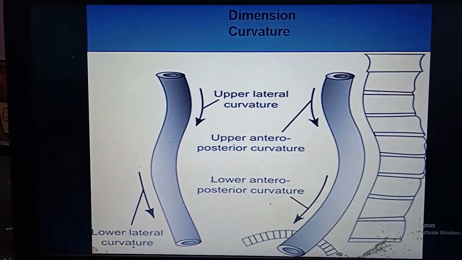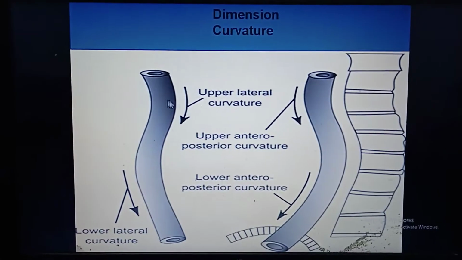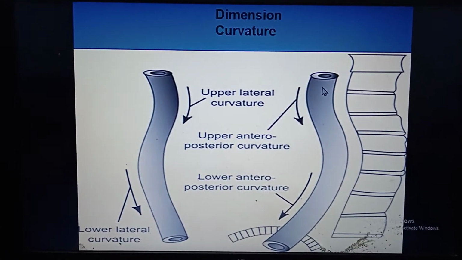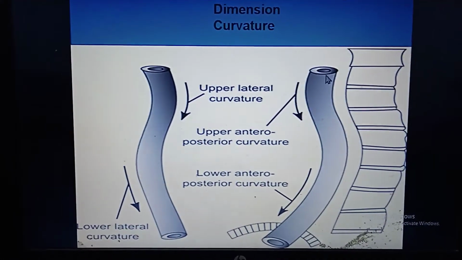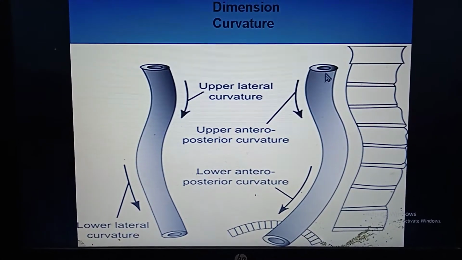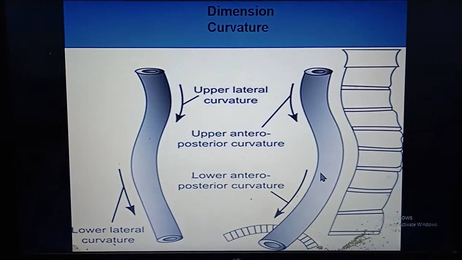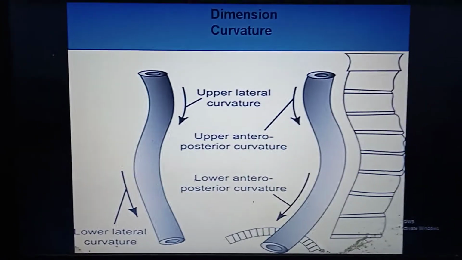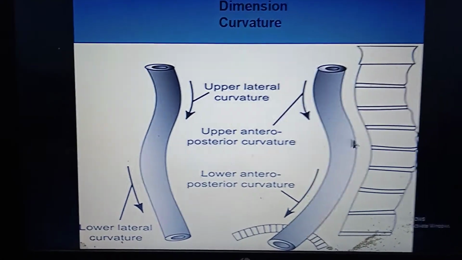Now coming to dimension and curvature. It is a 25 centimeter long tube. Esophagus is a 25 centimeter long tube having a lumen. Its diameter is 2 centimeter and its length is 25 centimeter. It shows curvature anteroposteriorly as well as side by side.